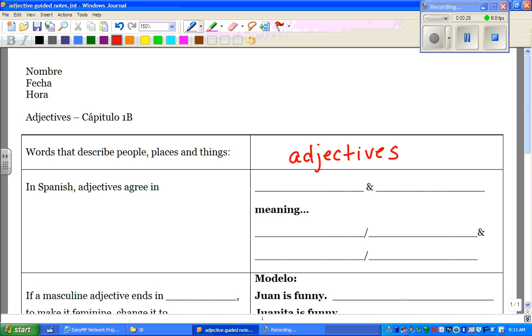We also know that the adjectives in Spanish are much different than the adjectives in English. In English, I could say the white house, I could say the white book, and the word white is the same for the house and the book. In Spanish, it would be different. Why? In Spanish, adjectives agree in what? Anybody know the two little words? No, not quite that. All right, in Spanish, adjectives agree in number and gender.